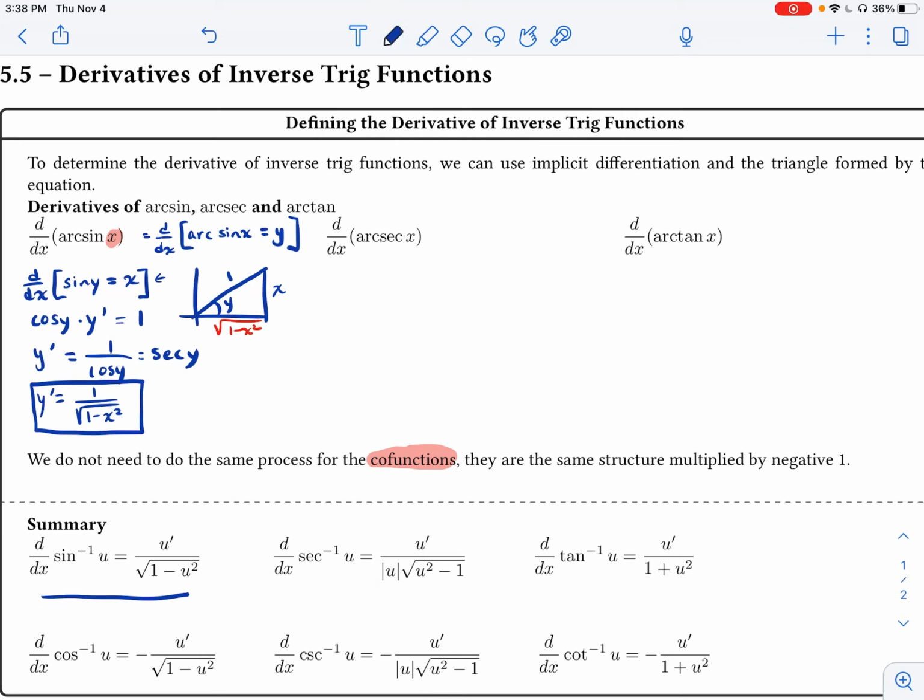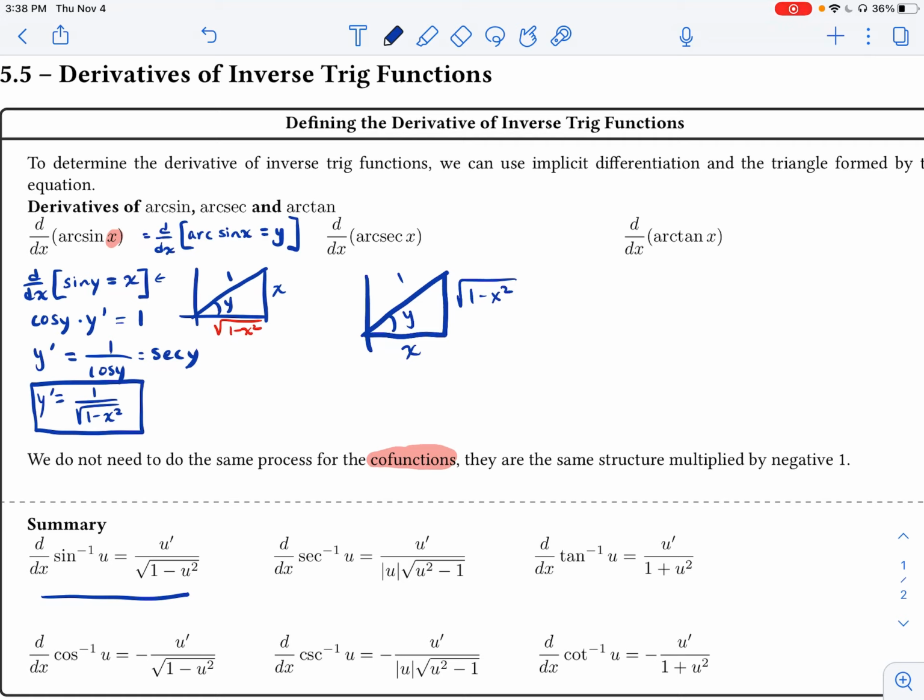If that really isn't making sense, then just think about what type of triangle you're drawing with arc cosine of x. We're saying that this is y, this then would be x over 1, and this now is our root 1 minus x squared. So we have a pretty similar triangle, right? We're just switching around our opposite and adjacent sides. And if you take the derivative of cosine, you're going to result in negative sine. So that's really just going to take the same triangle, but now you're introducing a negative.